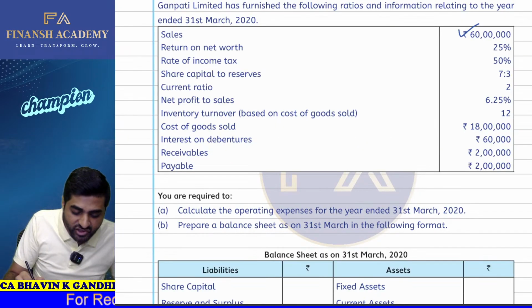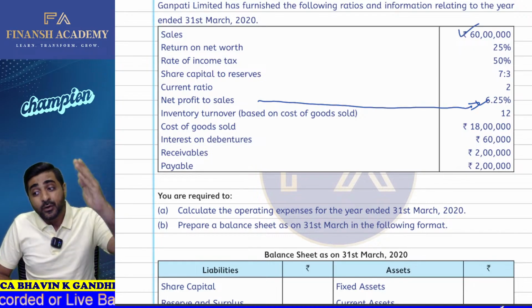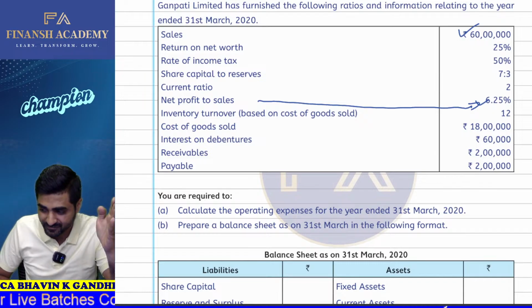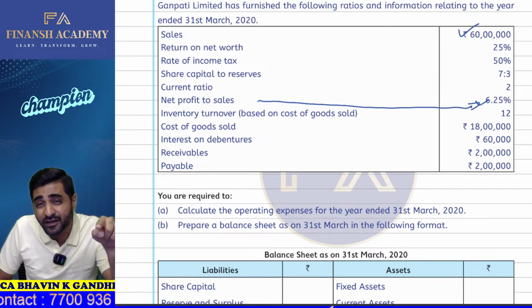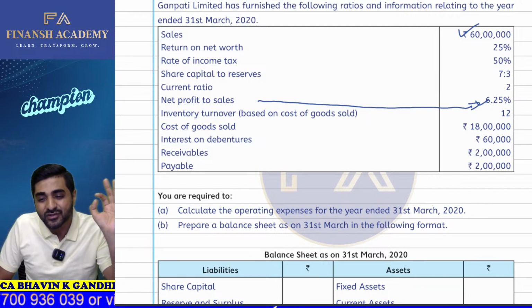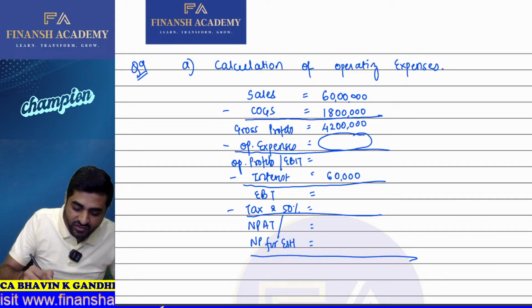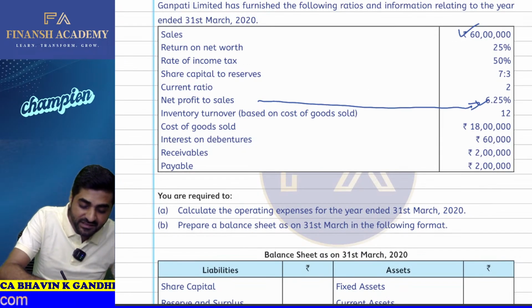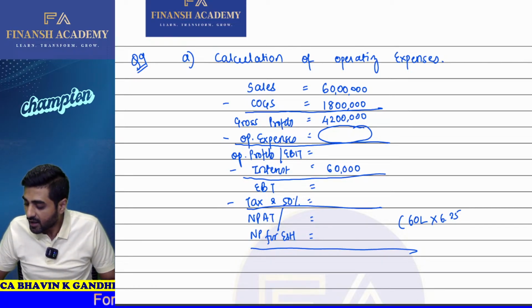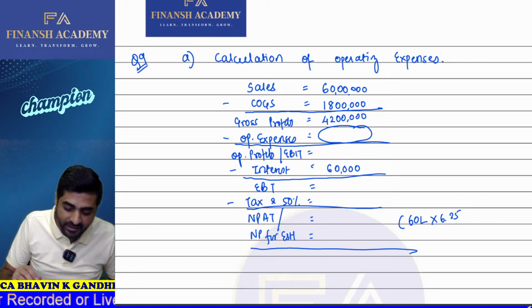And if you guys can just check, there is something which is called net profit to sales. So in this particular question, do you have the net profit ratio available? Come on, yes or no? Yes, sir. So what is your net profit ratio? Your net profit ratio is nothing but NPAT upon sales into 100. So we are having a net profit ratio of 6.25%. So what needs to be done? We are having sales of 60 lakhs. So from 60 lakhs, I need to multiply 6.25%. I'll be getting 3,75,000.